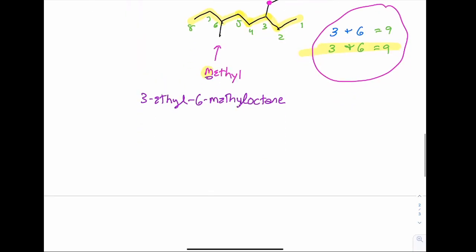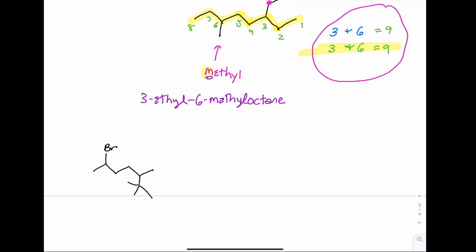One more, just because I want to do something that has a halogen on it. So let's put a bromine there. I'm going to make this one a little bit harder.